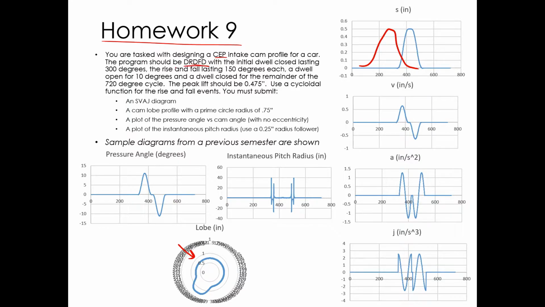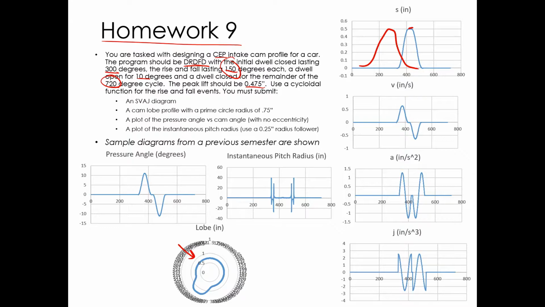So it's dwell, rise, dwell, fall, dwell. It needs to dwell at 0 for 300 degrees, so S equals 0 for 300 degrees. It needs to open, so beta would be 150 degrees. It's going to dwell open for 10 degrees, so it's going to be dwelled up here at 0.475 inches on the S for 10 degrees. It's going to fall over 150 degrees, so beta for the fall would be 150 degrees. And then it's going to stay closed until we get to 720 degrees. So take 720 minus 150 times 2 minus 10 minus 300. That tells you the dwell at the end.